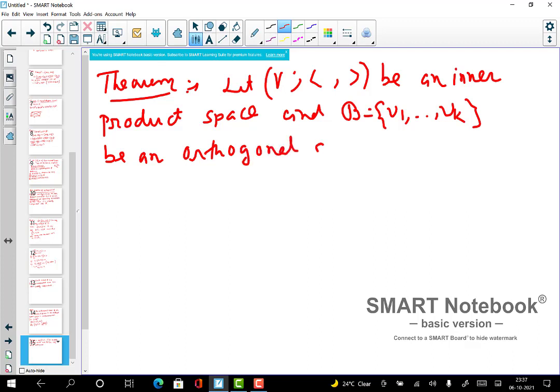So I'm just taking an orthogonal subset, I'm not taking a basis. So this is a general theorem, so it is true for a basis also. Orthogonal subset of non-zero vectors. So 0 I cannot take. 0 is orthogonal to every vector, but 0 I have to avoid, otherwise these vectors will be linearly dependent, right? Non-zero vectors.